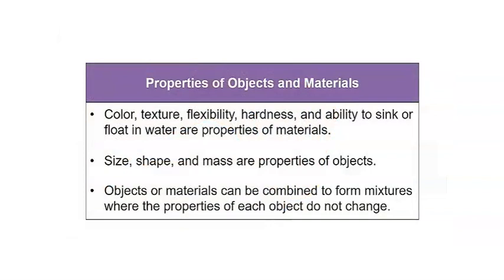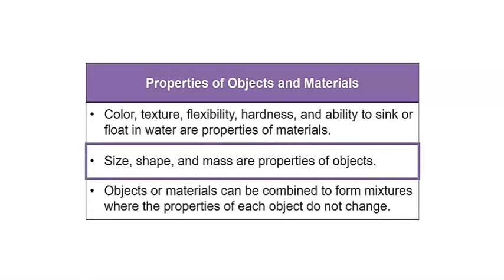We made this list of properties of objects and materials by observing solid objects. So we know that size, shape, and mass are all properties that can be used to describe solid objects. And we have also seen that liquid samples have a shape, the shape of their container.